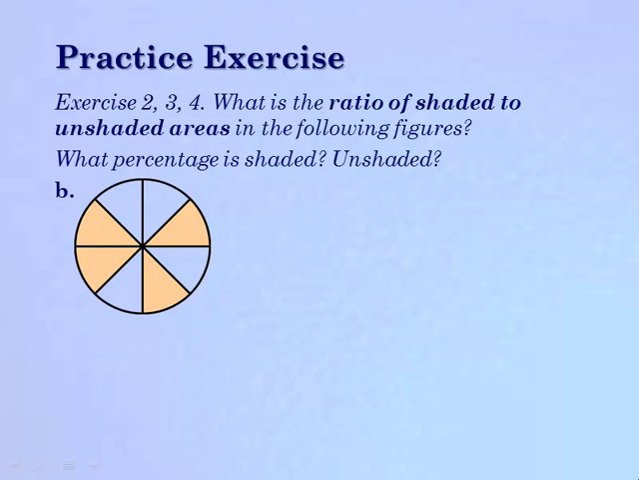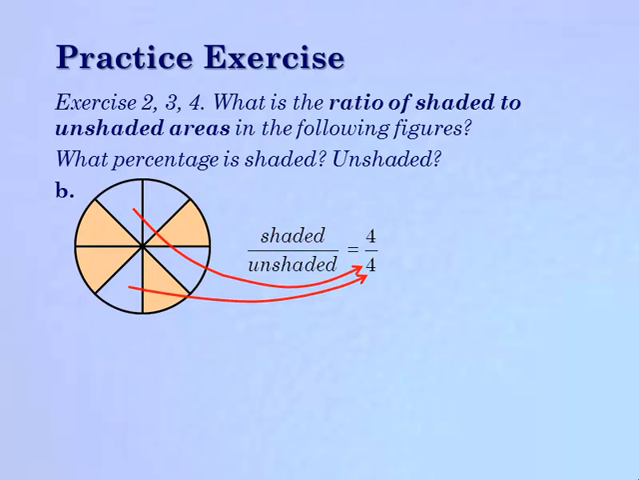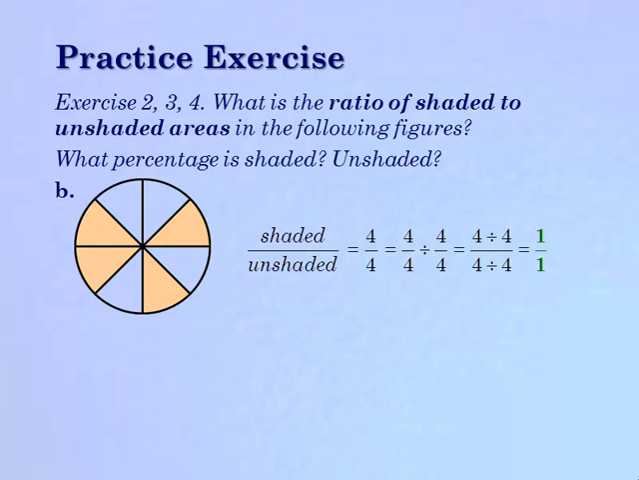Here's the second figure. What's the ratio of shaded to unshaded again? Again, how many are shaded? How many are unshaded? So we have a ratio of 1 to 1, which we can write 3 different ways.